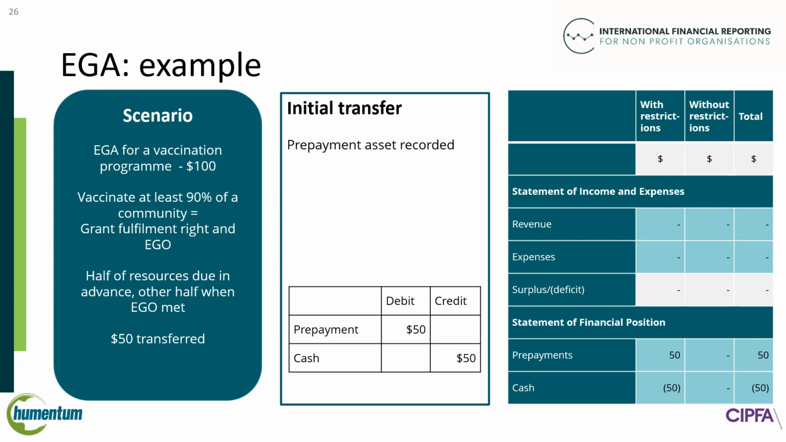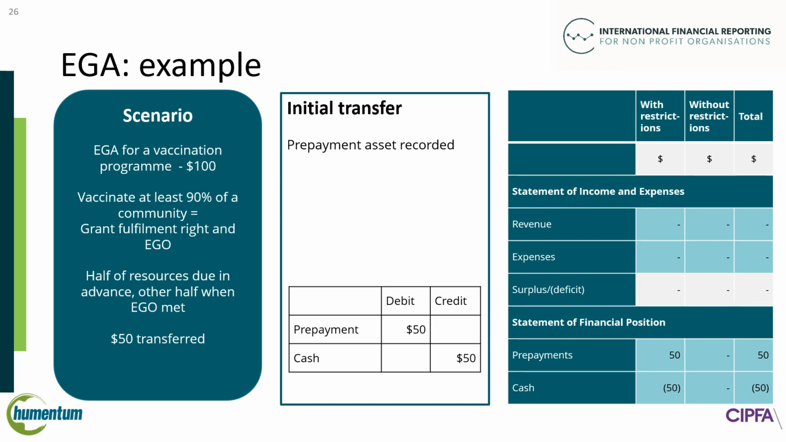This basic example demonstrates how the recognition and measurement requirements are applied. A grant-providing NPO enters an EGA with a grant recipient to provide $100 to fund a vaccination program. The grant recipient must vaccinate at least 90% of a defined community. This is the grant fulfillment right of the grant-providing NPO and the EGO of the grant recipient. The grant-providing NPO provides half of the resources to the grant recipient in advance to fund startup costs for the vaccination program. The other half is due when the EGO has been met.